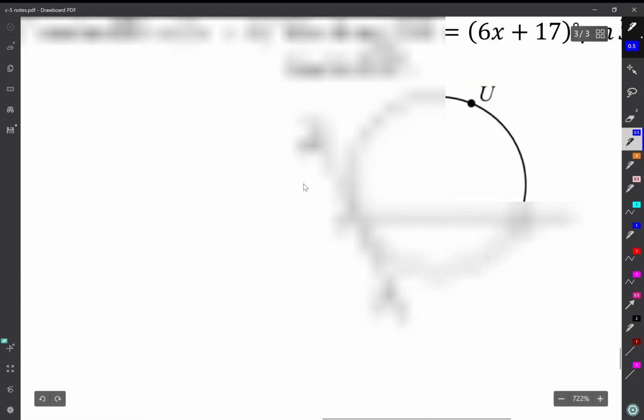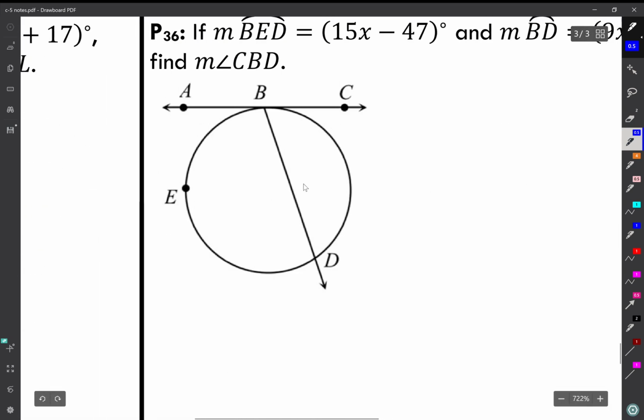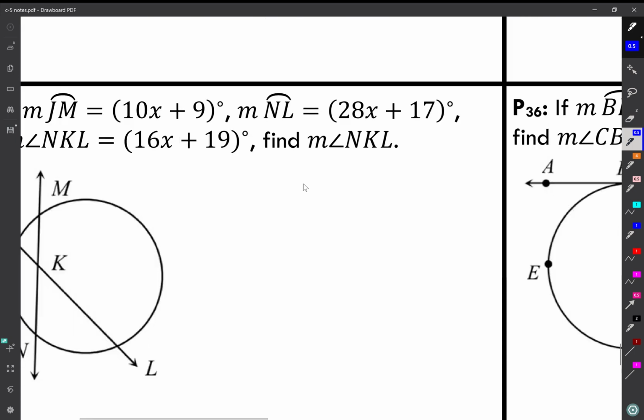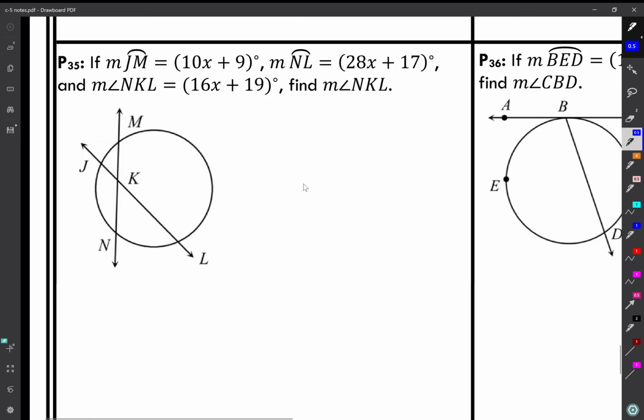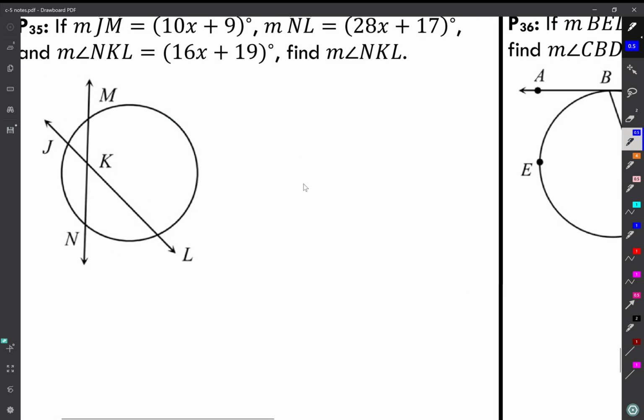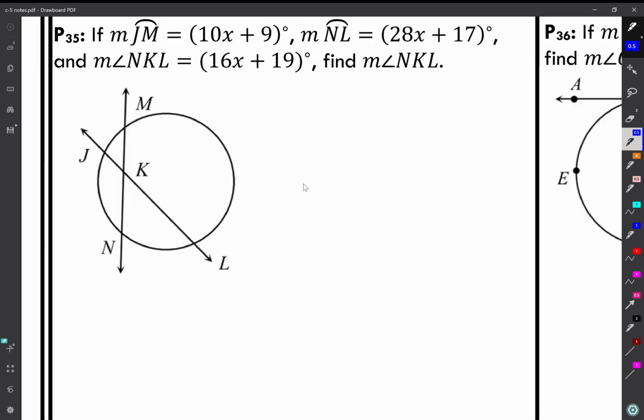Moving on to a little bit harder problems, but not too bad. So I've got here, if the measure of arc JM is 10x plus 9, and we know arc NL is 28x plus 17, and then the angle here is 16x plus 19, we want to find the measure of angle NKL.